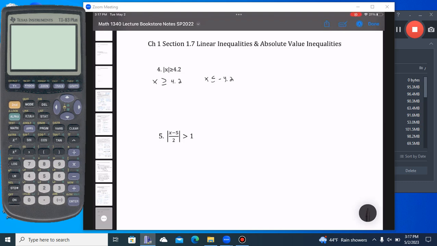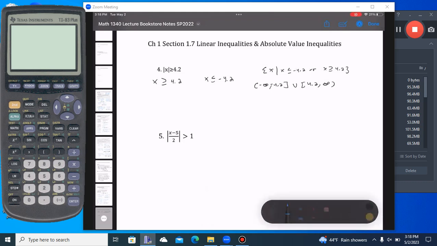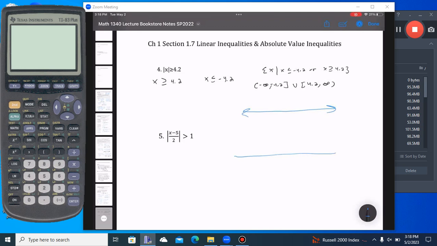So set notation x such that x is less than or equal to -4.2, or x is greater than or equal to 4.2. Interval, -infinity to -4.2, use a bracket, union with 4.2 to infinity, and then graphing. Draw the graph here. Well, -4.2, 4.2. Both are included, closed circles. And anything greater than 4.2, anything less than -4.2.